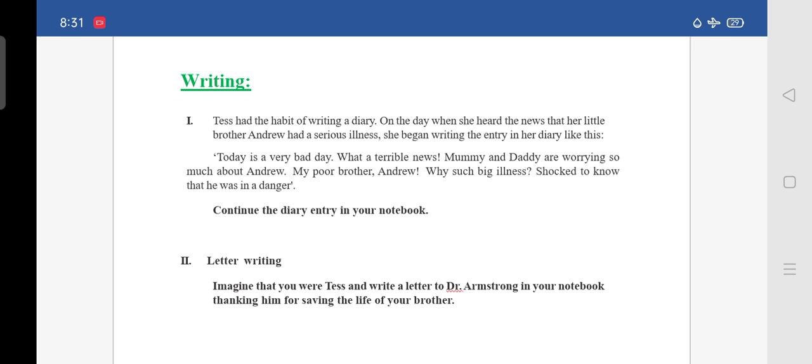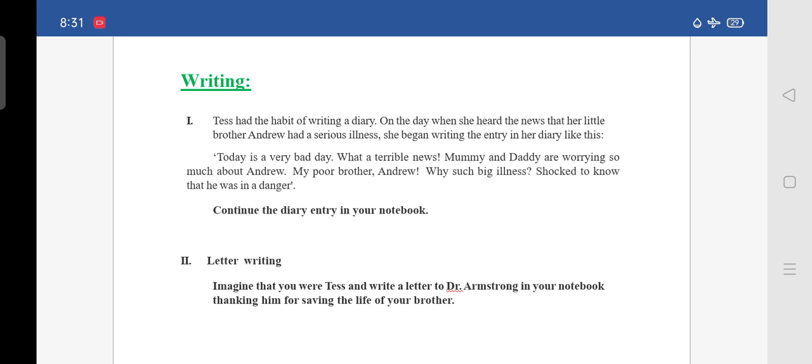So what we have to do is continue the diary entry in your notebook. We have seen some part of what she has entered in her diary, isn't it? So they are asking you to continue the diary entry, means you have to complete the diary entry in your notebook, imagining what she has written, and you have to write them in your notebook.